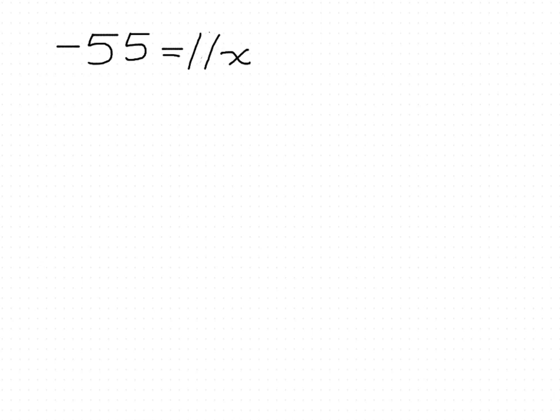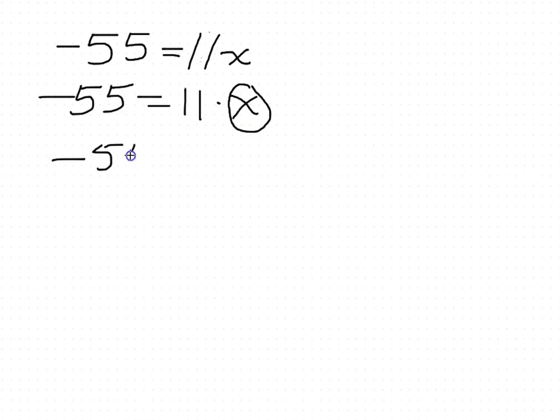So what we need to do is recognize, again, that 11 and an x is really saying negative 55 is equal to 11 times x. And we need to isolate this variable. Well, the opposite of multiplication is division. So we need to divide by our coefficient, which in this case is 11. So negative 55 divided by, not negative 11, just 11. I got a little excited there.